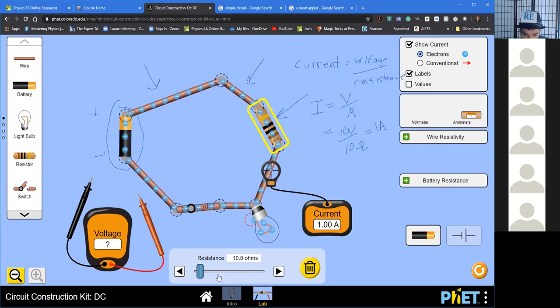So now if the resistance is 20 ohms, I have more resistance, less current. It's just like it sounds. Resistance is resisting the flow of current. The more resistance, the less current is going to flow. So that's sort of the big picture.